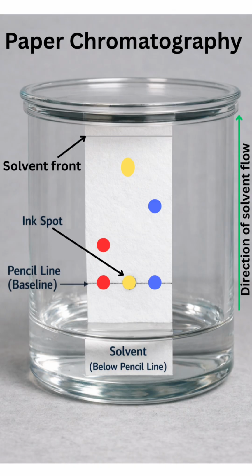A pure substance produces one single spot. A mixture produces two or more spots. Chromatograms can also help identify substances. If two samples produce the same number of spots with the same colors and the spots travel the same distance, then the substances are likely to be the same.